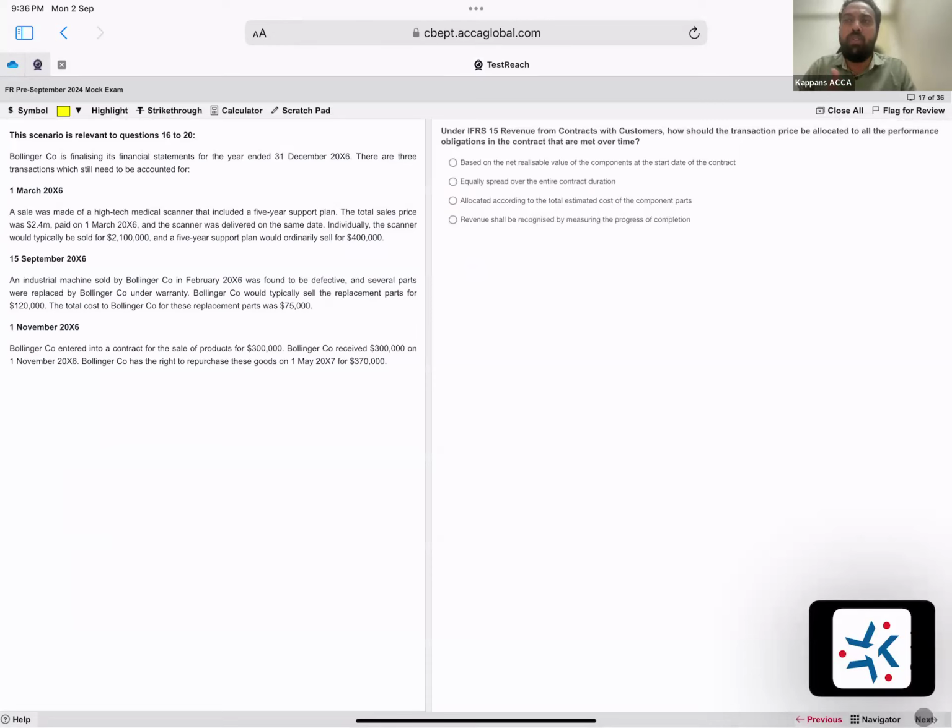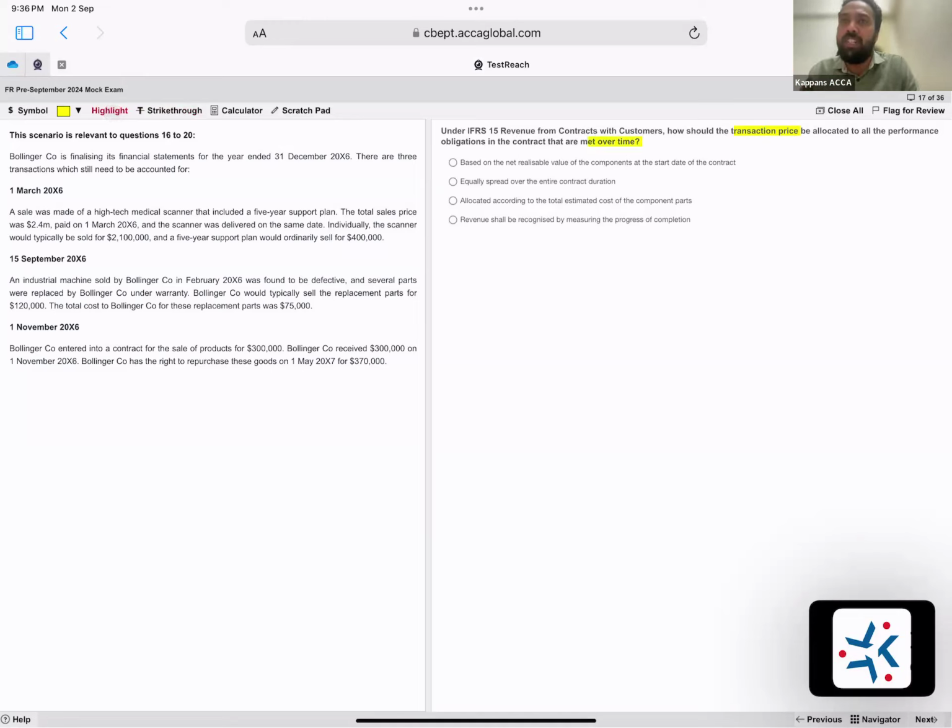Next one is also a narrative type question, a theory question. Under IFRS 15 revenue from contracts, how should the transaction price be allocated to all the performance obligations in the contract that are met over time? Transaction price means how we are going to allocate the selling price to the performance obligation of a contract that is met over a period of time. So normally it will be recognized over a period of time.